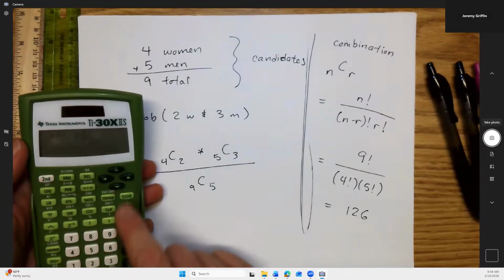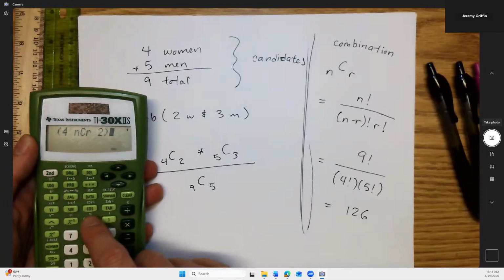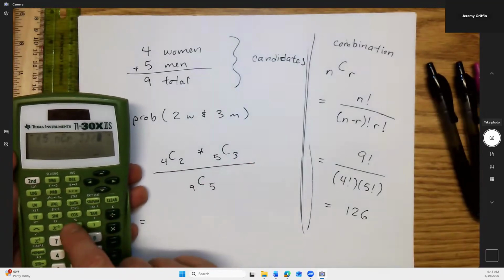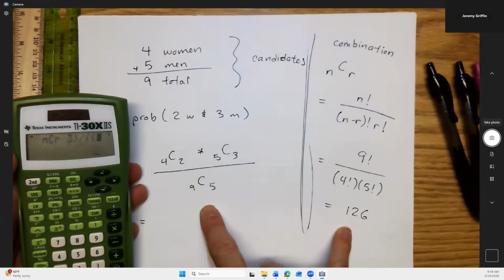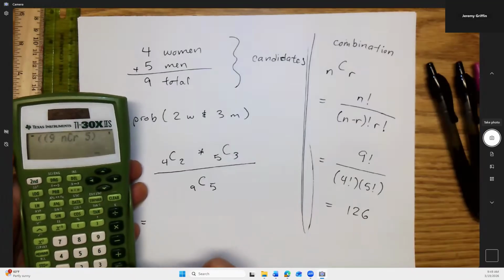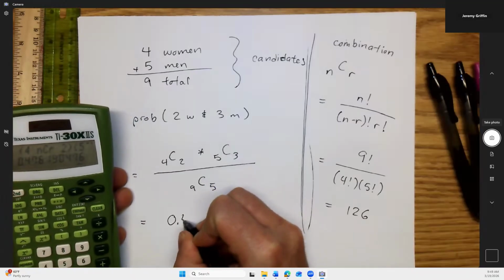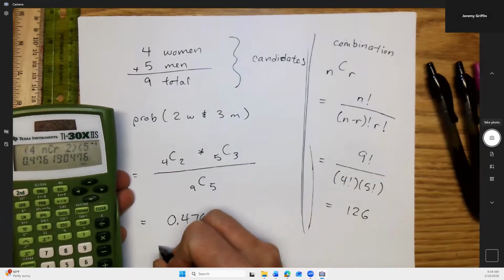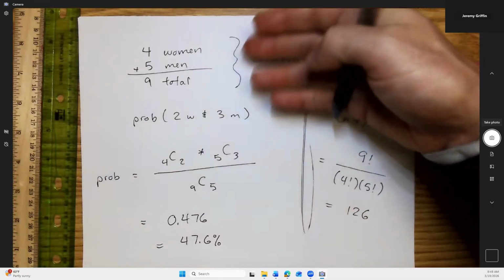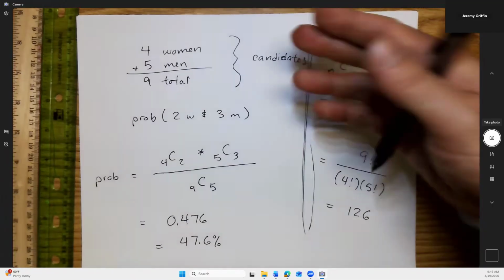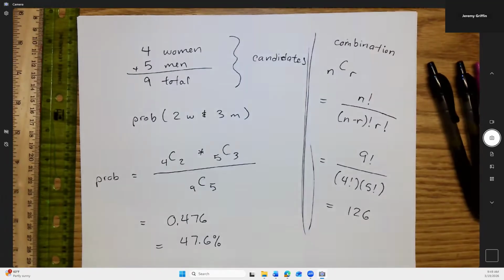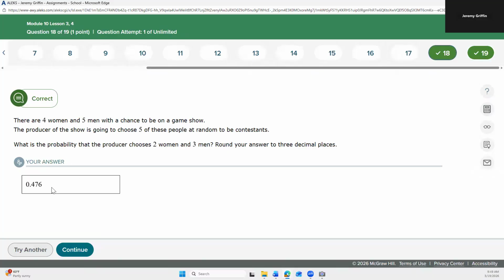So we're going to do 4 nCr 2, put that in parentheses, multiplied by 5 nCr 3, like 5 choose 3. Then divide by 9 choose 5. I know that's 126, but just for completion, I'll type it in that way anyway. I'm getting this decimal, 0.476 something, which you can interpret as 47.6%. That makes sense because it's pretty close to a 50% split, but there are a little bit more men and we want to choose a little bit more. So the plurality of the time, that's probably what's going to happen. Go back over to Aleks, and that's exactly the answer they were looking for.